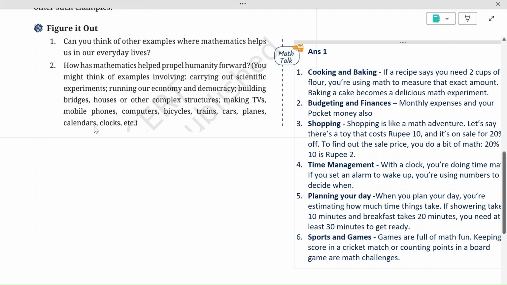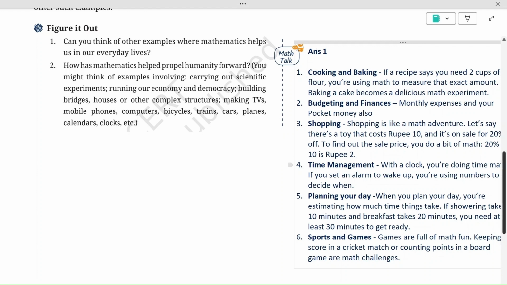Next is the second question. How has mathematics helped propel humanity forward? And you may think of examples involving carrying out scientific experiments, running our economy and democracy, building bridges, houses, or other complex structures, making TVs, mobile phones, computers, bicycles, trains, cars, planes, calendars, clocks, etc. Now we have to cite examples where we think mathematics has been used to propel humanity forward, has made new inventions, has brought modernization, helped in analysis, which helped the growth of our economy and the country.